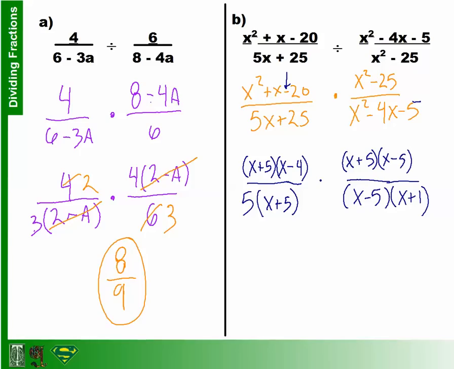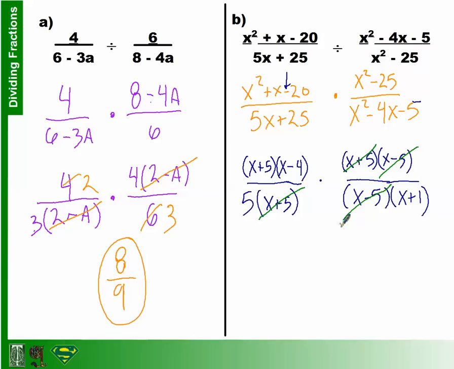Kate, what factors do we share? The quantity of x plus 5. X plus 5 and x plus 5. What else do we share? Wait, can you reduce up and down, right? Oh, yeah, you can. Yeah. Then those two.